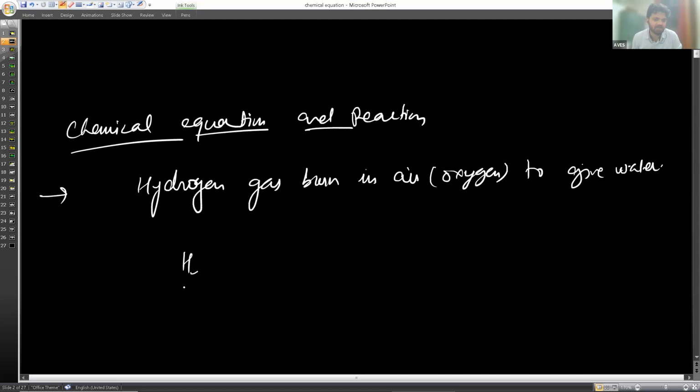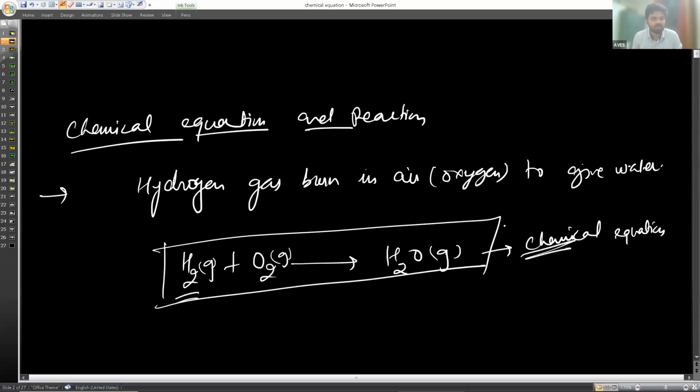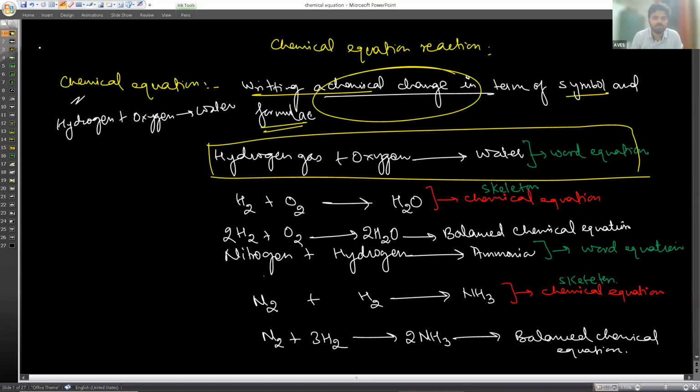And if you write it in terms of symbols and formula, like this, this is the formula for hydrogen gas, this is the formula for oxygen gas, this is the formula for water. So this writing of a chemical change in terms of symbols and formula is called a chemical equation. Okay, got it? So note it down.